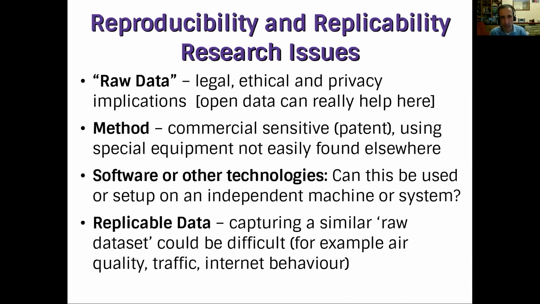However, in some cases where other types of research has been conducted, open data can really help here because it's already available in its raw form usually and can be used. Sometimes the method could be commercially sensitive, and even using the same equipment as another lab might be difficult. So you might not have the same lab equipment as the team that generated this method. Sometimes the software might be difficult to set up on another machine, or there can be some technological issues.